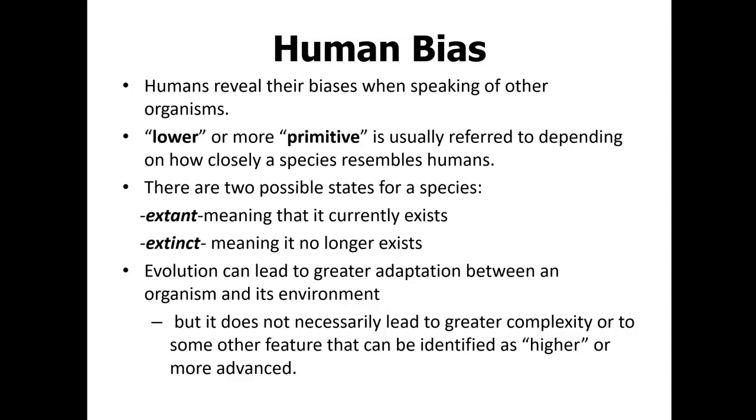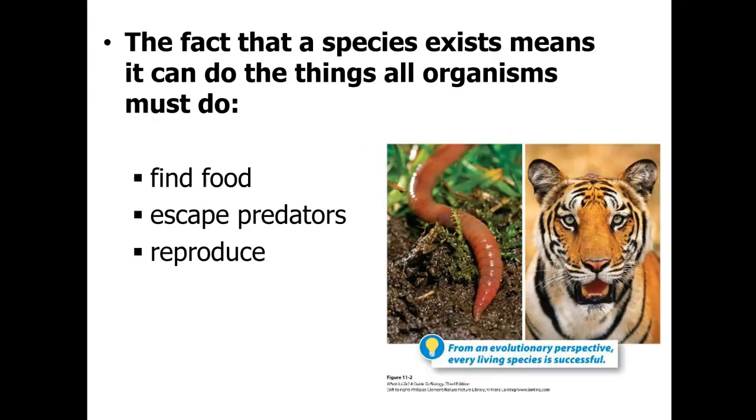it no longer exists. Evolution can lead to a greater adaptation between organisms and their environment, so things are constantly changing over time. But it doesn't necessarily lead to greater complexity or to a higher, more advanced type of animal. The fact that a species exists means that it can do the things that all organisms must do. Like we said, that was to find food. It needs to be able to move to escape predators, and it has to be able to reproduce as well.